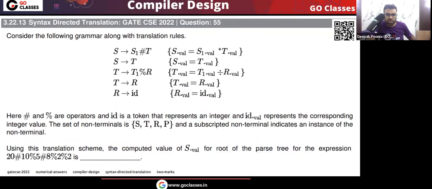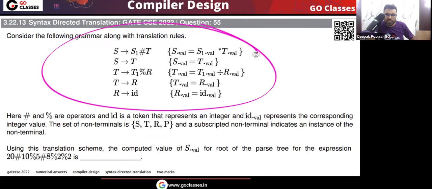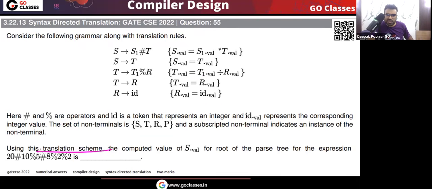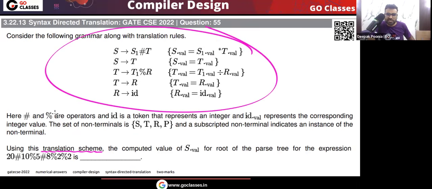Let's solve this GATE 2022 question. Consider the following grammar along with translation rules. Basically, this SDTS, syntax directed translation scheme, is given to you. You can see the question is saying that this translation scheme is given to us. Okay, so this is a syntax directed translation scheme.